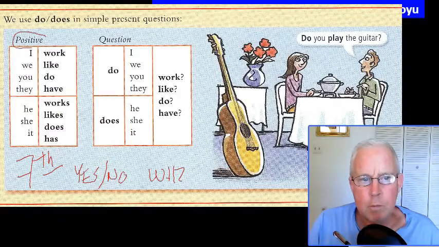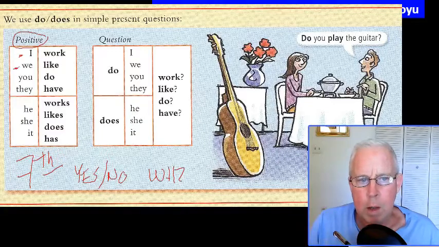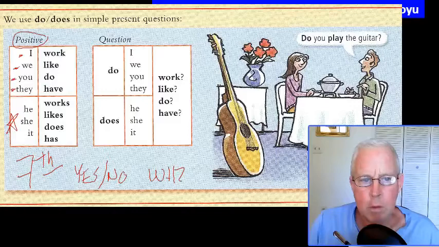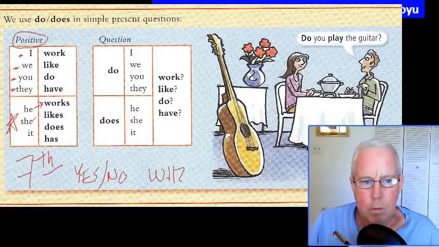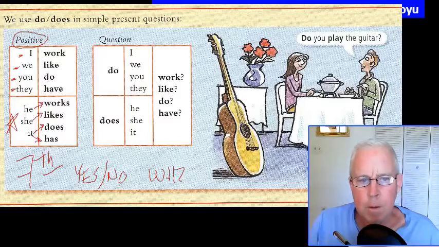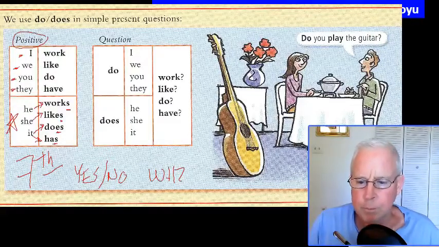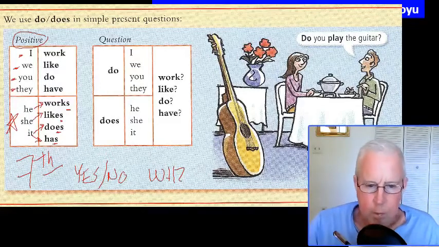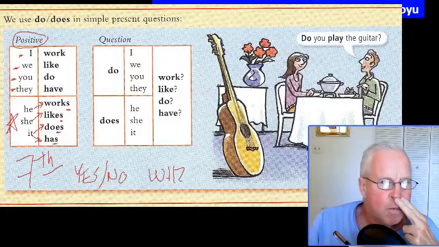For the statements, we'll say, for example, I work, we like, you do, they have, but then be very careful with he, she, it. He works, she likes, it does, it has. So basically he, she, it, you'll be adding an S, sometimes an ES, and sometimes an irregular form. So that's the statement. Now, when you want to ask a question, it's really very simple.